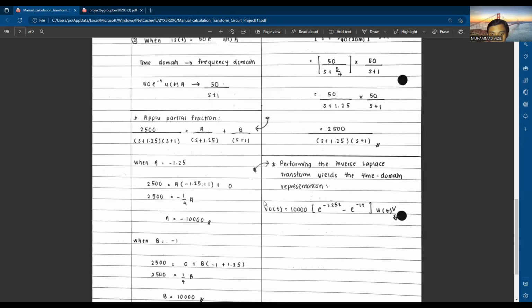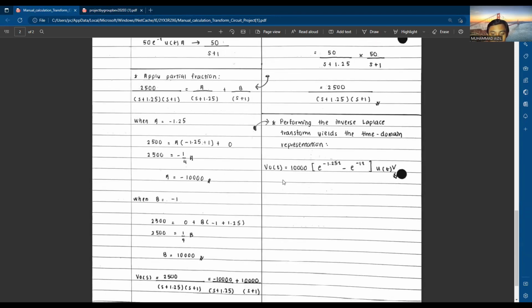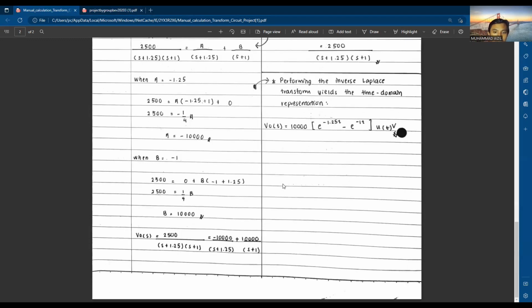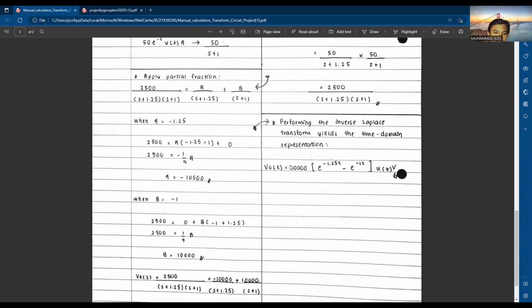And then last but not least, we need to perform the inverse Laplace transform, which yields the time domain representation, as we can see from the table. We get V out in the time domain equal to 10,000 multiplied by e to the power of negative 1.25t minus e to the power of negative t, u(t) volt. So my part for A and B, this is the manual calculation.